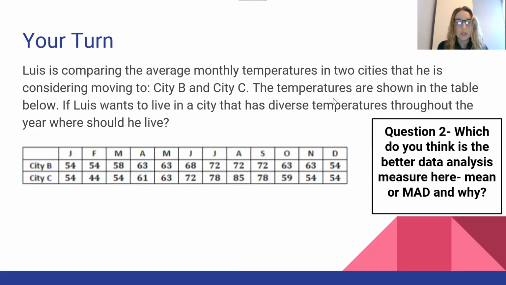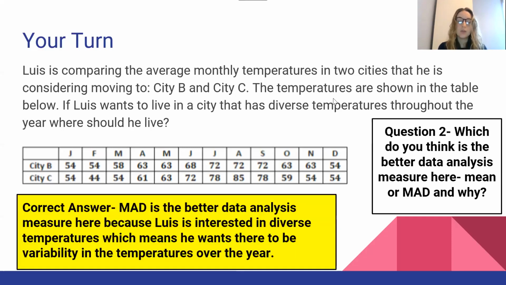So this is your second question. I want you thinking, which do you think is the better data analysis measure here? Are you interested in mean or MAD, and why? Your teacher's going to pause the video and you're going to go ahead and enter your response in Google Classroom. Okay, and in this case, you should have gotten that MAD is the better data analysis measure, because Lewis is interested in diverse temperatures, which means he wants there to be variability in the temperatures over the year. And we know that MAD is a measure of variability.